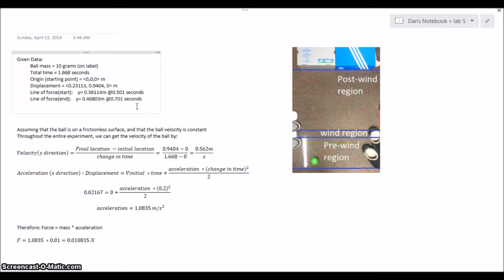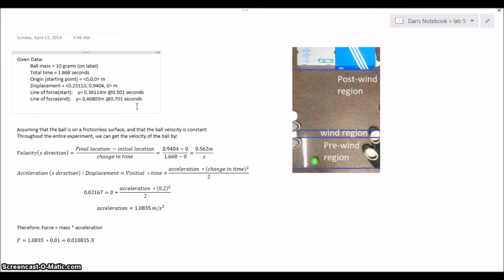So assuming the ball is on a frictionless surface and that the ball's velocity is constant throughout the entire experiment, we can get the velocity of the ball with this equation, which is velocity equals final location minus initial location over the change in time. After plugging everything in, it happens to be about 0.562 meters per second, which we're going to plug into VPython later.